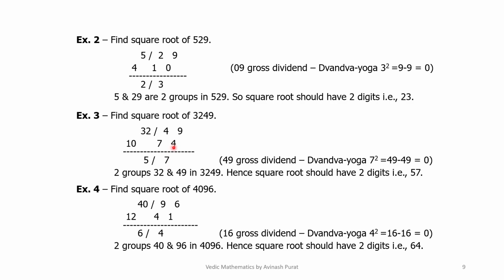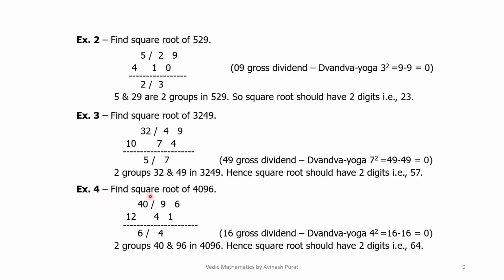Now the remainder is 4. So 49 is the gross dividend minus the Dvandva yoga of 7 square, that is 49. So 49 minus 49 is 0. So the two groups are 32 and 49 in 3249. The square root should have two digits, that is 57.